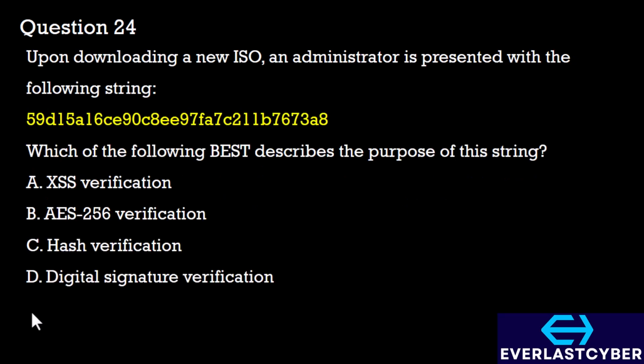Question 24. Upon downloading a new ISO, an administrator is presented with the following string. Which of the following best describes the purpose of this string? A. XSS verification. B. AES 256 verification. C. Hash verification. D. Digital signature verification.